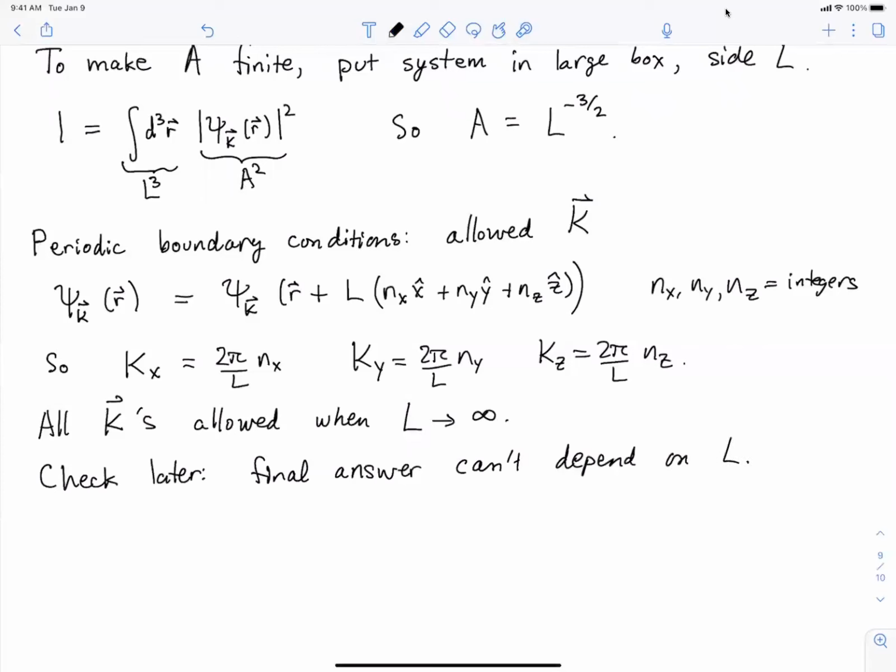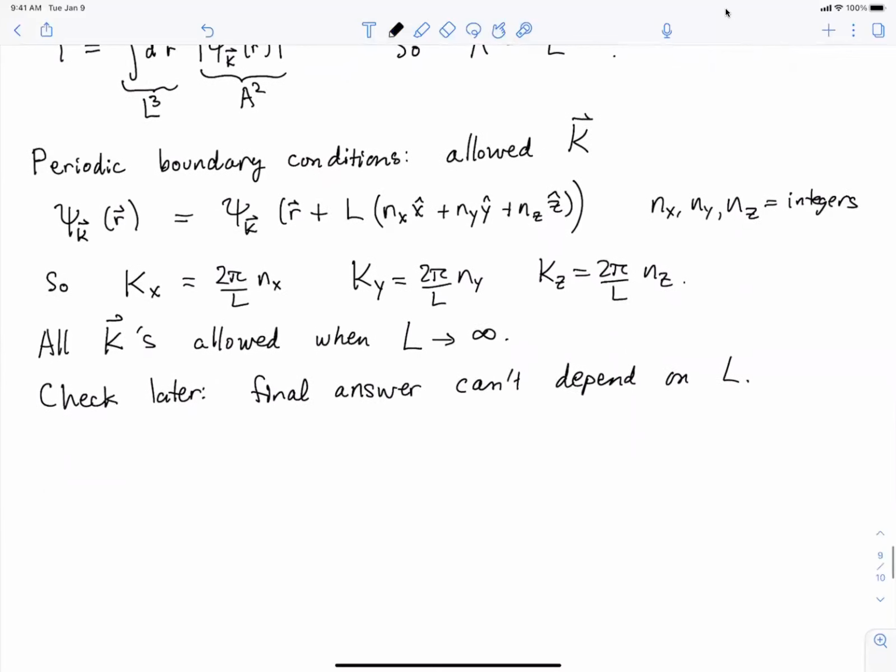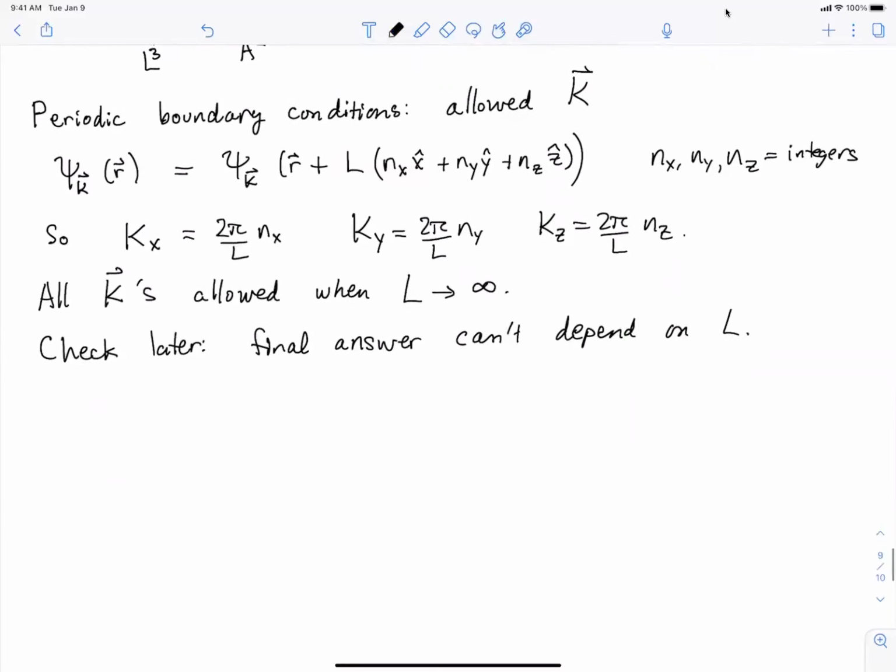Because how is the system going to know if we chose our box to be 1 light year across or 2 light years across? It can't possibly care. All right, so now let's recall the formula that we're going to use to do this. And this is equation 16.2.8 in the notes.